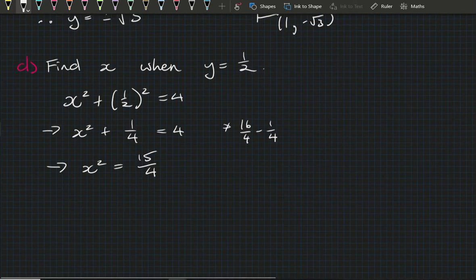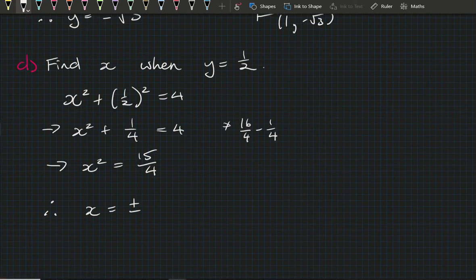So that means that x has to equal plus and minus the square root of 15 on 4. And as we know from our work with square roots this year, I can take the square root of the top and the bottom. So that's still square root of 15 at the top, but the square root of 4 is 2. So we've got plus and minus root 15 on 2.